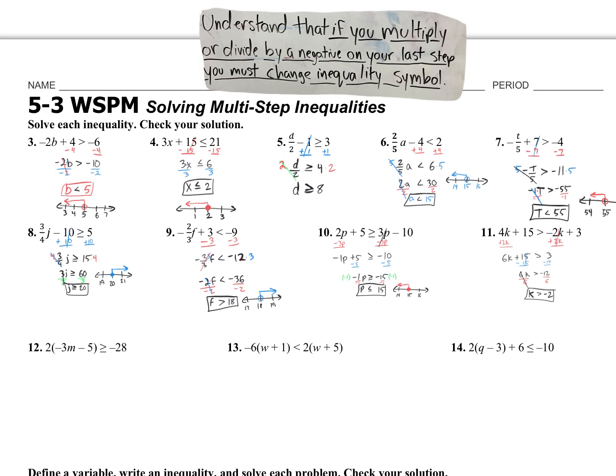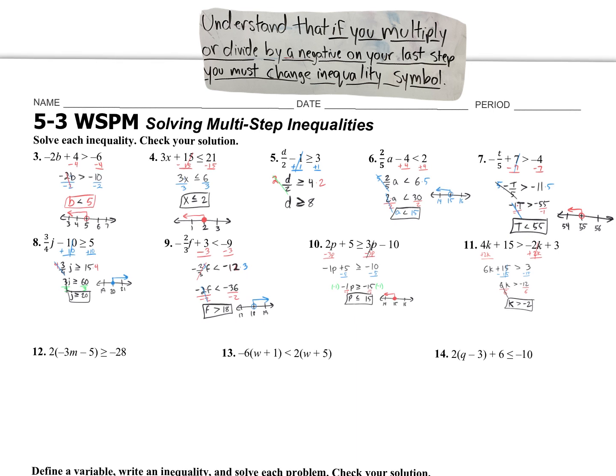Well, this video is already kind of long, so I'm going to stop this video right here. I guess on this first video of 5.3 WSPM, we solved all the simplified inequalities, right? On none of these did we have to distribute or combine like terms. We didn't have to simplify the inequality. On 12, 13, and 14, we're going to have to do some distributive property. We're going to have to do some combining like terms before we start getting the variable by itself on one side. And I'll pick that up on the next video.